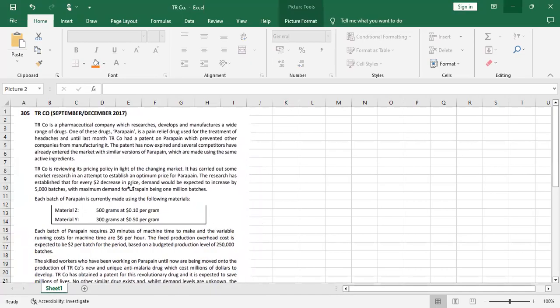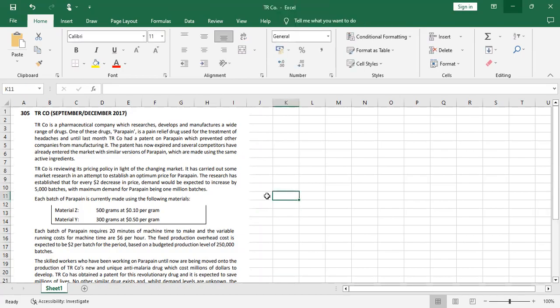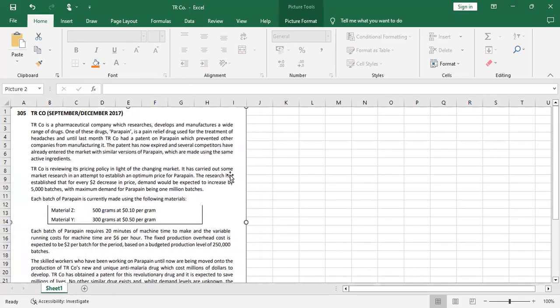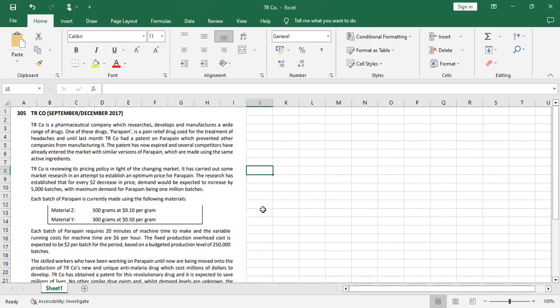The research has established that for every $2 decrease in price, demand would be expected to increase by 5,000 batches. This is basically called B. It is the relationship between the price and the demand.